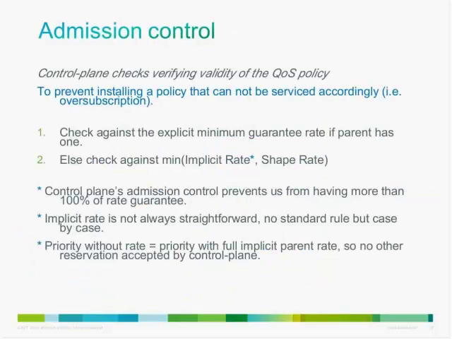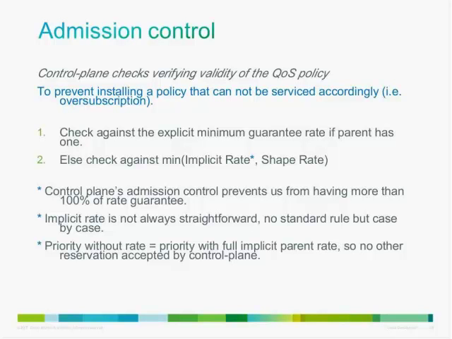Admission control. With admission control, what we are trying to achieve is that we are not going to guarantee more than 100% of the available bandwidth. We are not going to oversubscribe it. To do this, we take into account the implicit bandwidth available and any outer shapers and any rate limit, anything configured, and we make sure that we don't guarantee more than 100% of the available bandwidth at a given point.